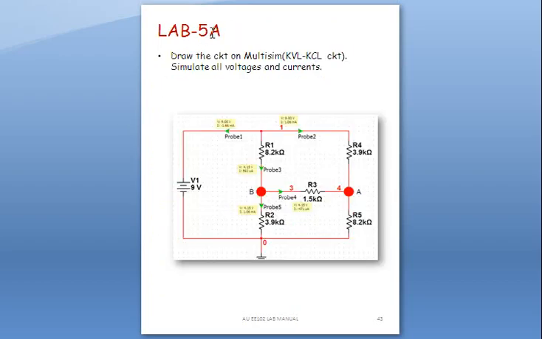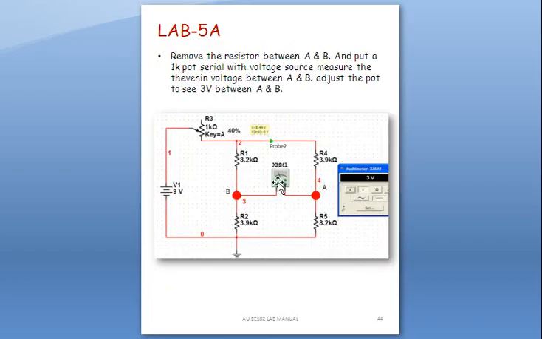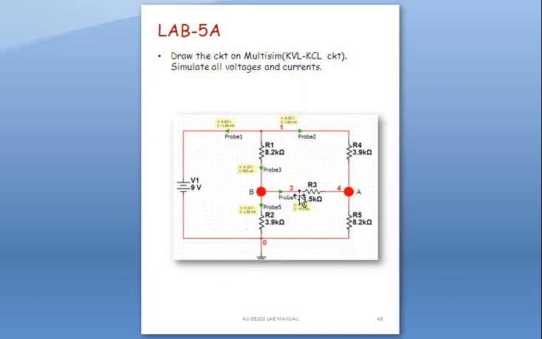In part A, you will draw the circuit on Multisim and make the simulations. First, you will draw the old circuit, our usual circuit, with 5 resistors and 1 voltage source. And then, in this circuit, we will consider the points A and B, and we will make a Thevenin equivalent for that circuit.